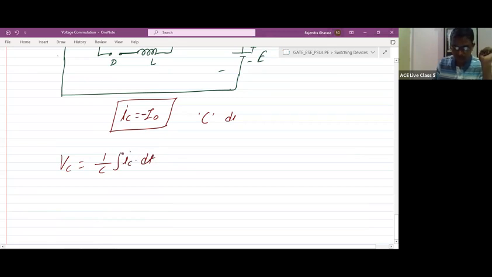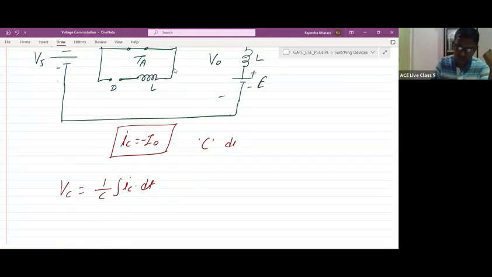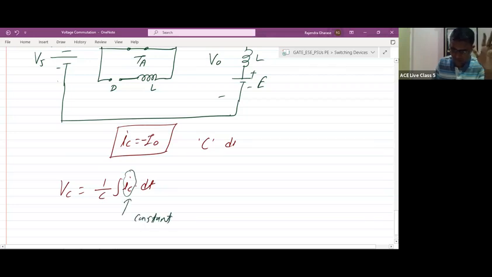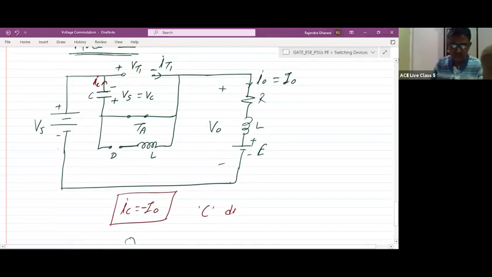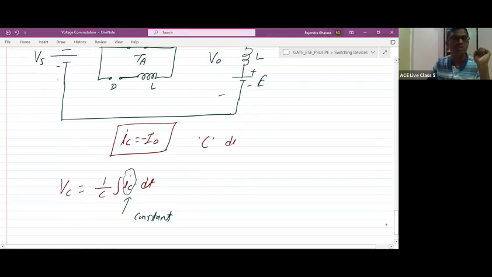So the capacitor is discharging, but this IC is a constant current, equal to the load current. Why is IC constant? Because the capacitor is discharging through the load, and the load is highly inductive, so definitely the load current should be constant. That's why IC will be constant. As IC is constant, what about the integration of that constant term? The integration of a constant term is like a ramp signal.